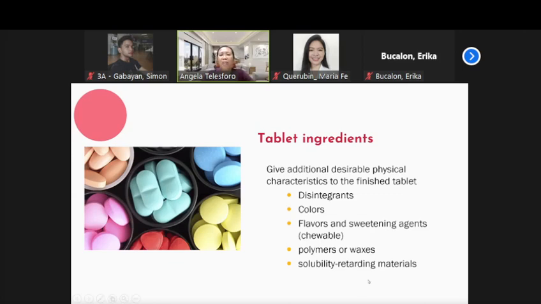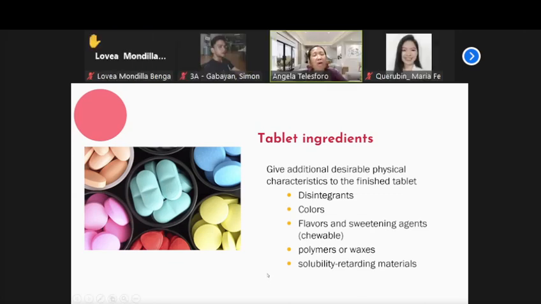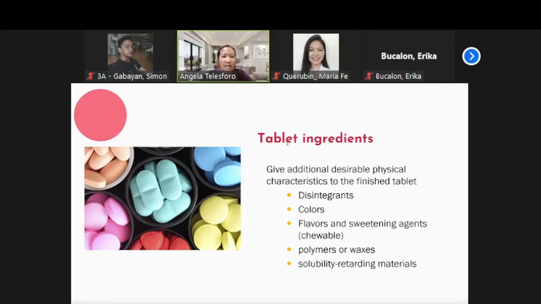Then we also add polymers and waxes. So this is the one we add for coatings. Yes, Benga, do you have any question? Or why are you raising your hand? Okay, raise down, Benga. So polymers or waxes, these are the ingredients that we add as coatings, and solubility retarding materials, no? We add those too.